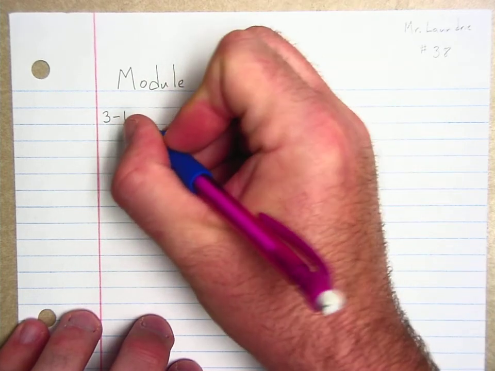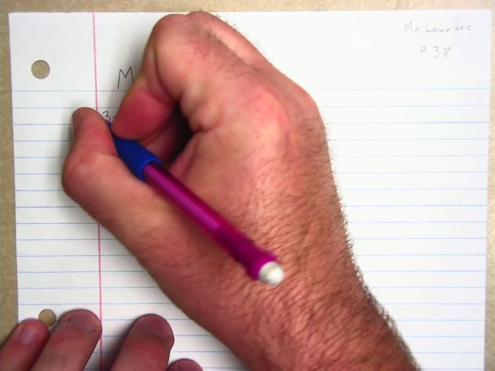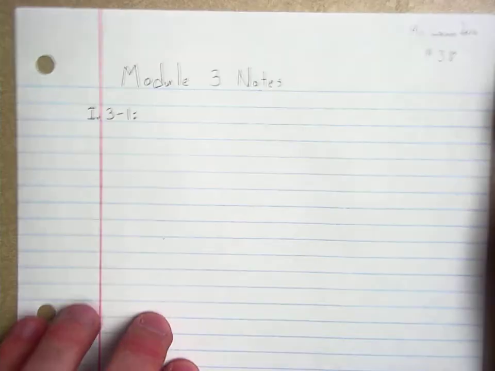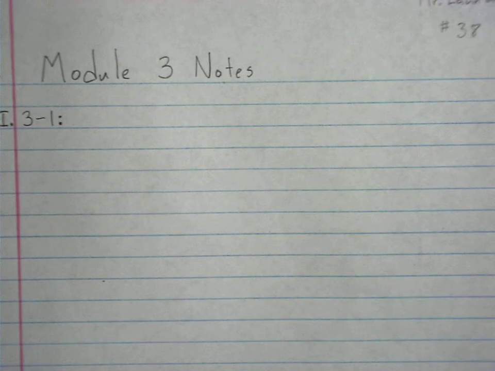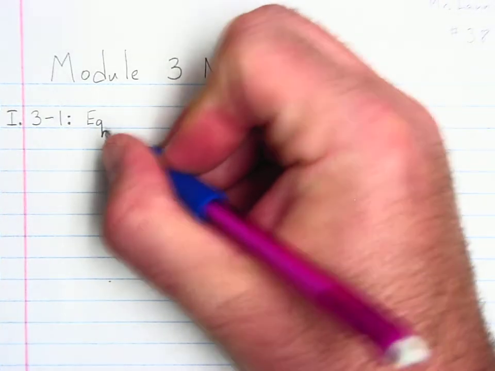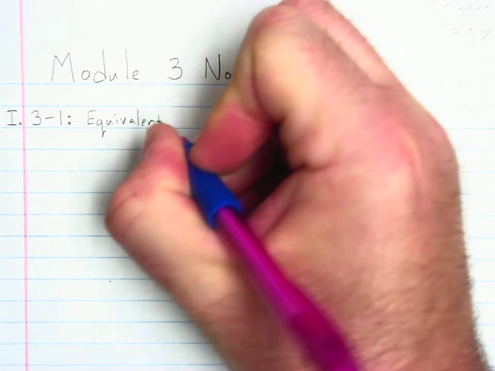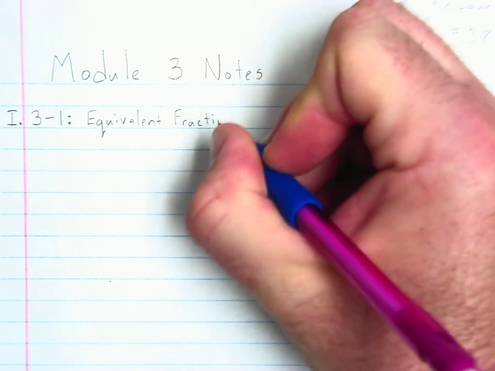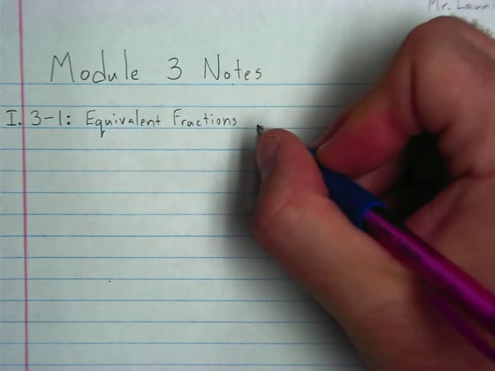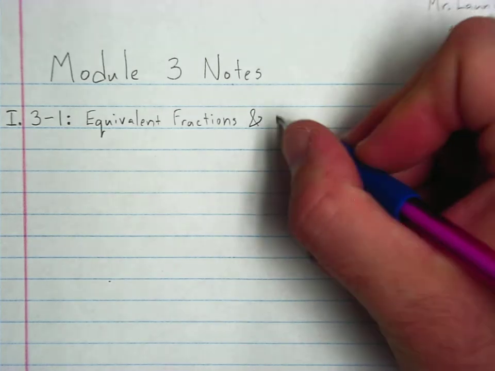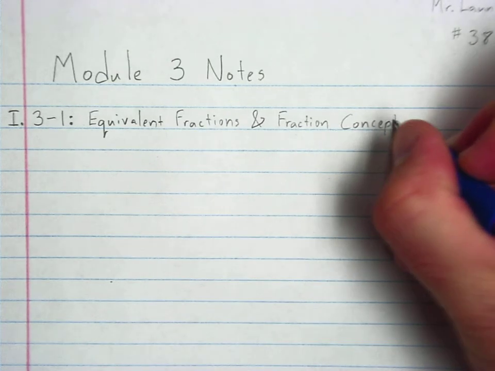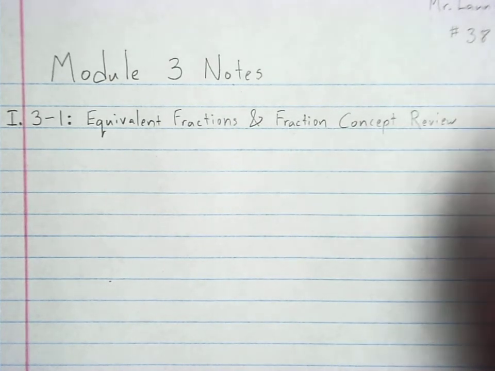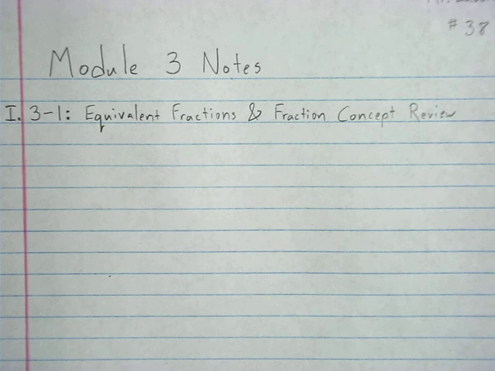Module 3, Lesson 1. So we're back down to our smaller Roman numerals, just an I for Lesson 3-1. We're going to talk about equivalent fractions. And, as I mentioned before, we're going to do some fraction concept review. Okay? We'll review some important fraction concepts.